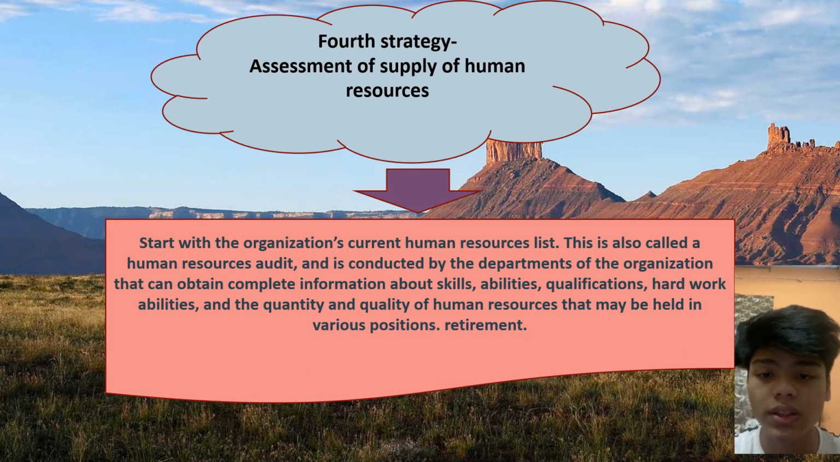And the fourth strategy is assessment of supply of human resources. In order to evaluate the organization's human resources supply, one should start with the organization's current human resources list. This is also called a human resource audit and is conducted by the departments of the organization that can obtain complete information about skills, abilities, qualifications, hard work, and the quantity of human resources that may be held in various positions, retirement. Based on this information, they can determine the manpower supply that is sufficient to meet the needs of the department, or excessive or shortfall.